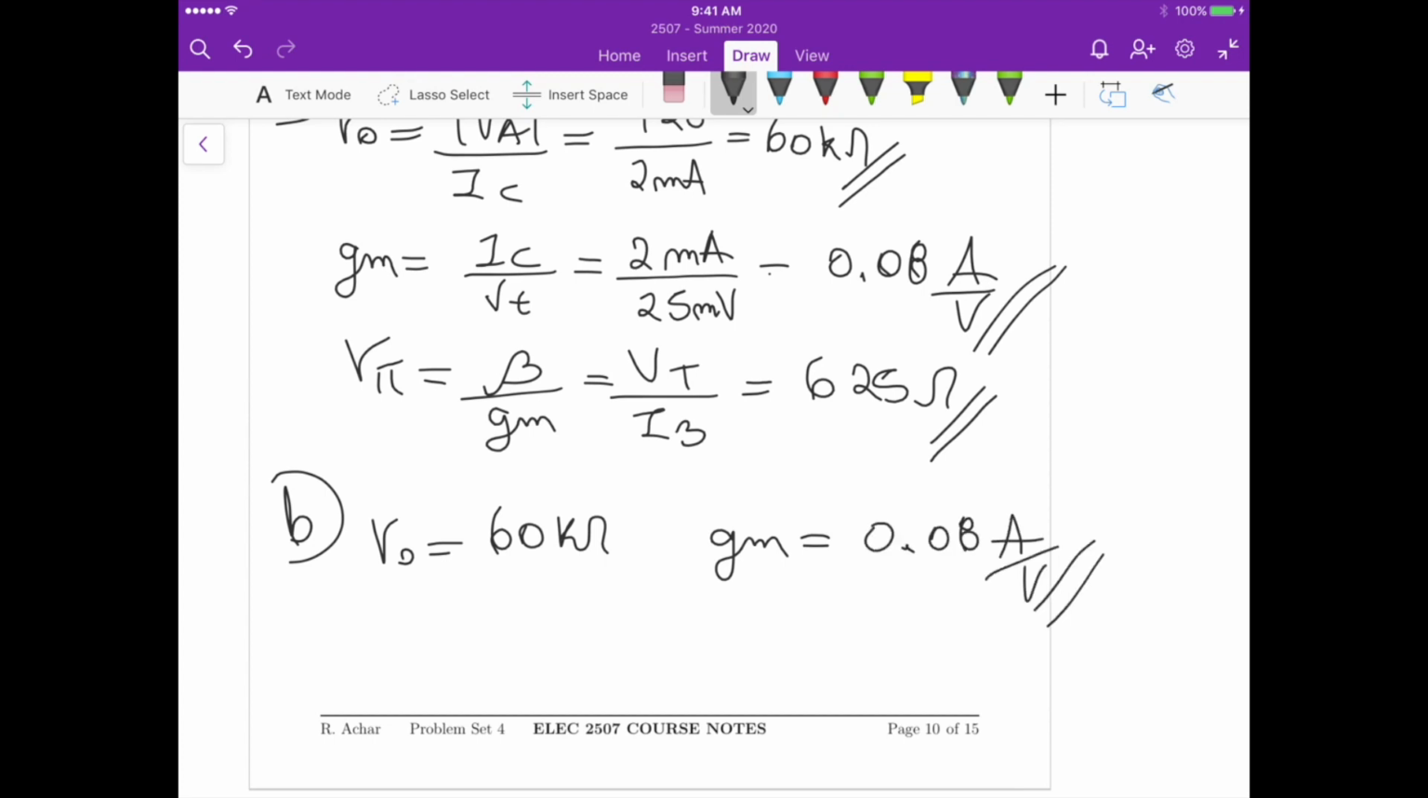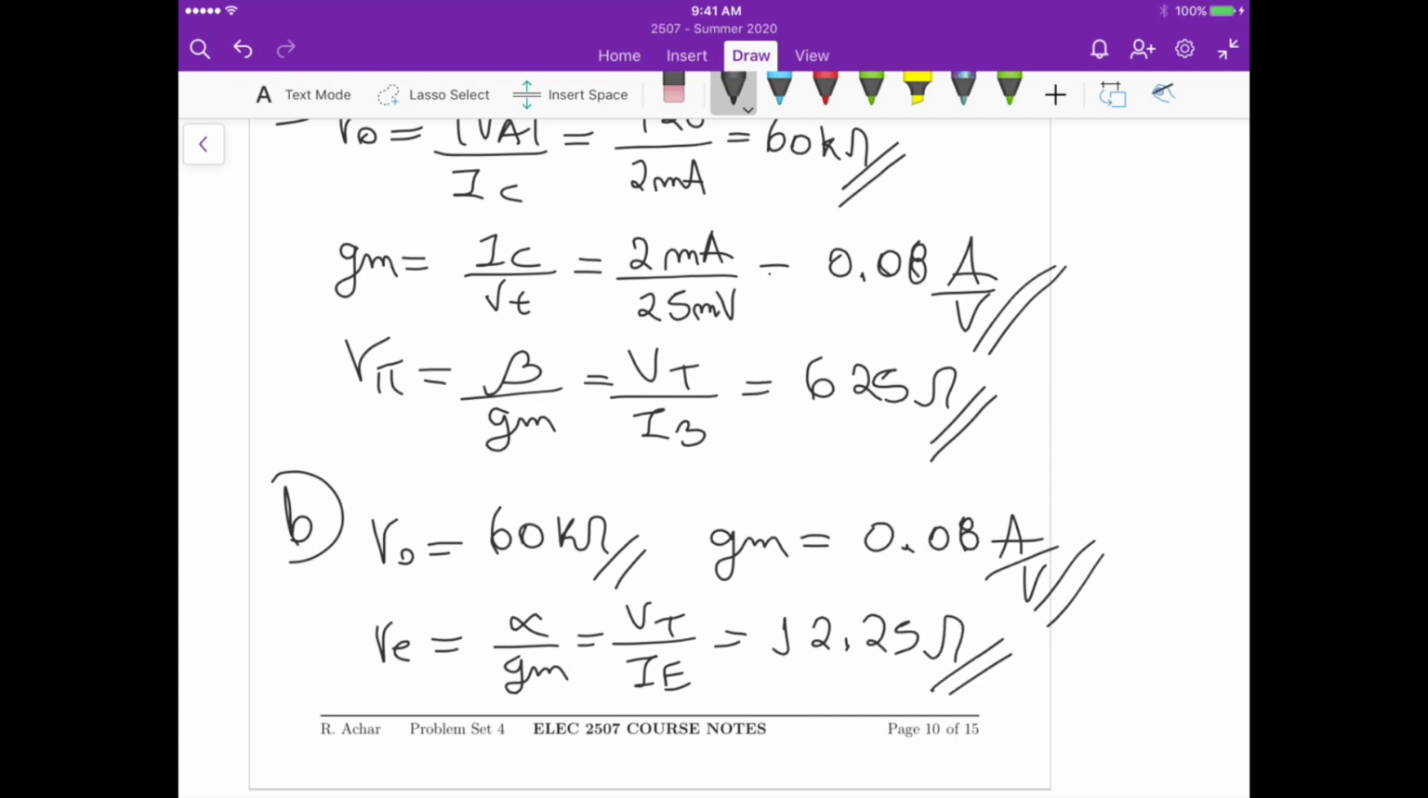Okay, but now for the T model, we have to calculate the emitter resistance, the small signal resistance, which is alpha over Gm, or the thermal voltage Vt divided by the emitter current. And this gives us 12.25 ohms. Okay, so that's it for this problem.